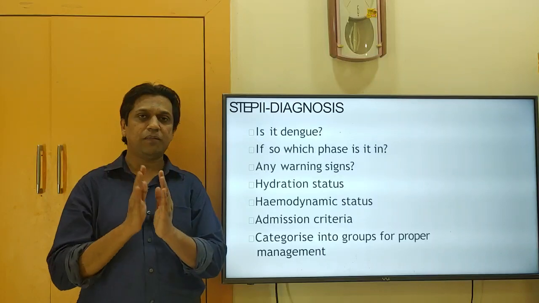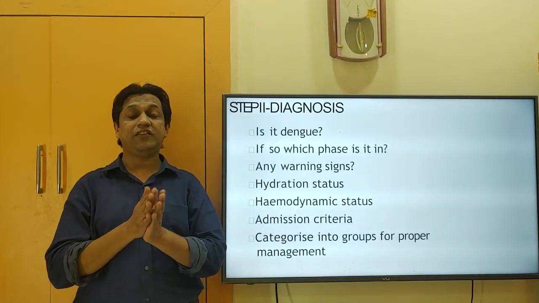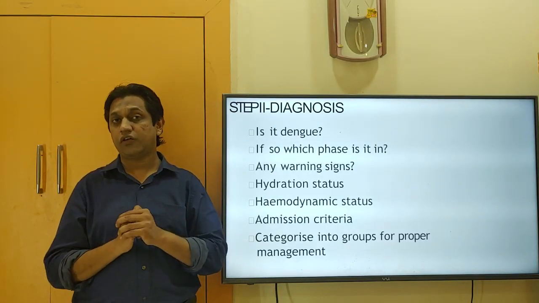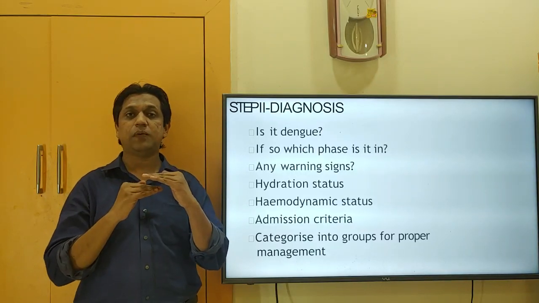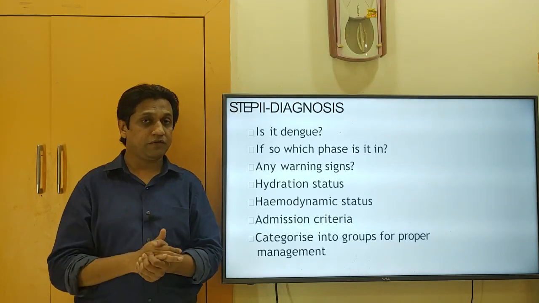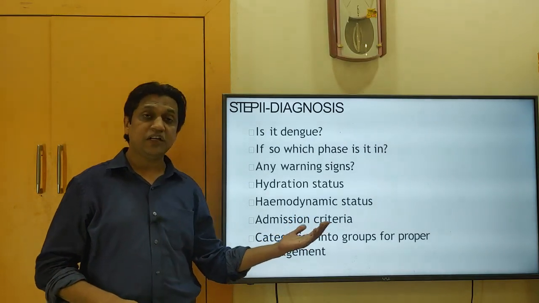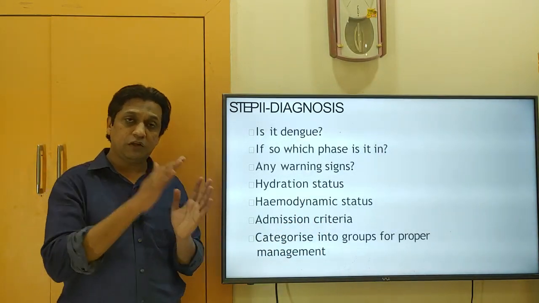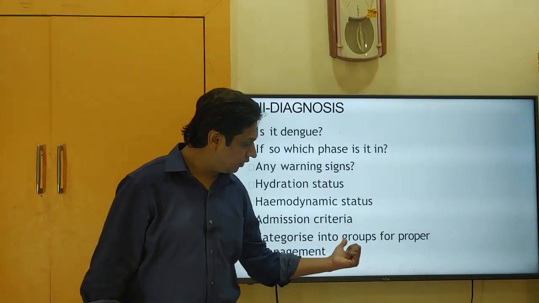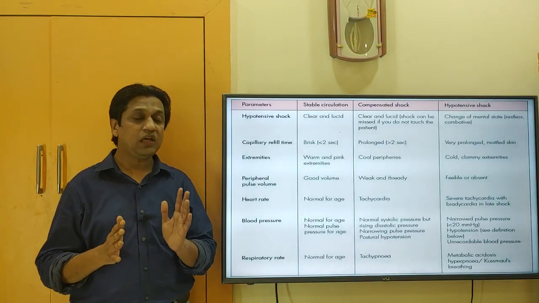So in which phase is the patient, is there any warning sign, and what is the hydration status, because the main pathogenesis in dengue hemorrhagic fever or dengue shock syndrome is leakage of plasma from the blood vessels because of increased permeability of the blood vessels. The pathogenesis part we discussed already in the last class. Then the hemodynamic status and admission criteria, that is which patients we need to admit and which patients we can send back home, that is, which can be managed on an OPD basis. Based on that we have to categorize the patients into proper groups for proper management. So this is the second step.